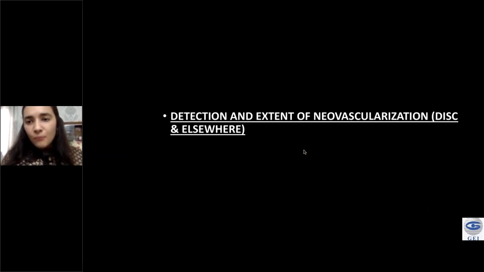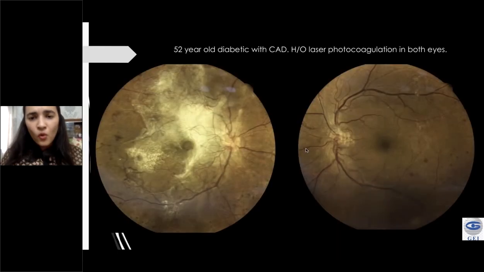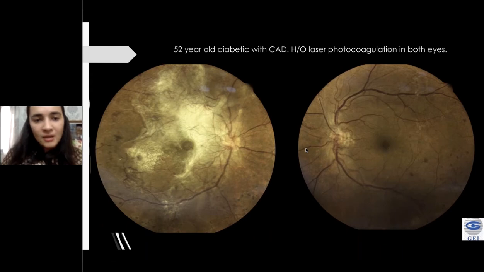Next important is detection and extent of neovascularization of disc and elsewhere. We've already seen a couple of examples of this, but a few more. So here you see in both the eyes, there is extensive neovascularization at the disc. There is a fibrous tissue growing right over the. So next, sorry.